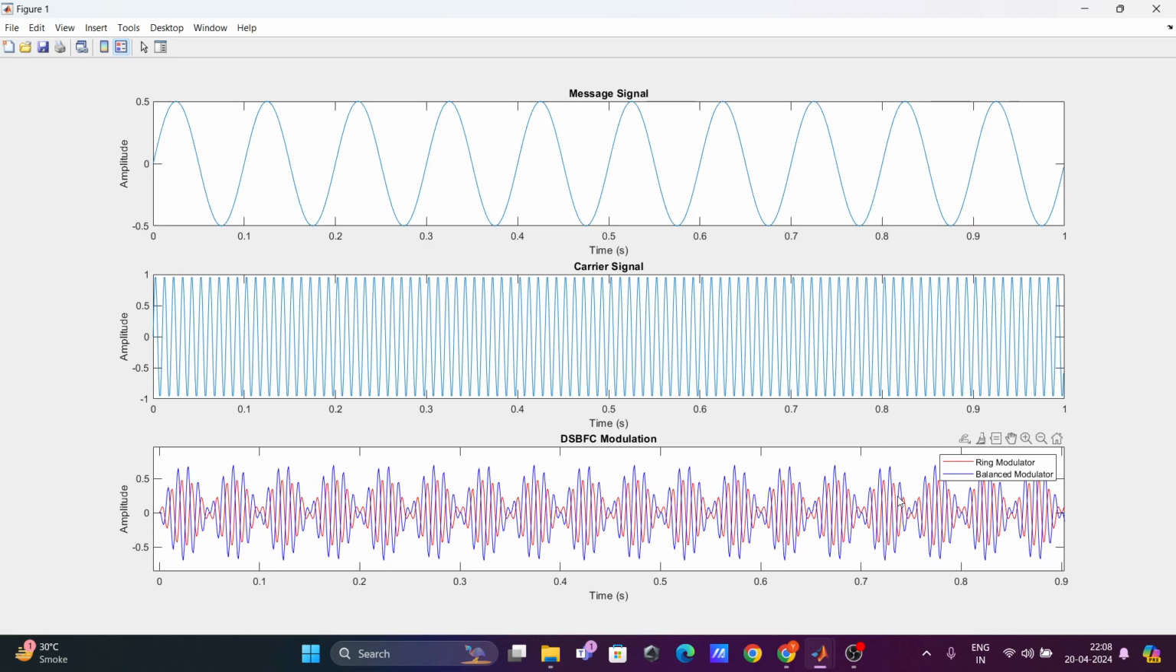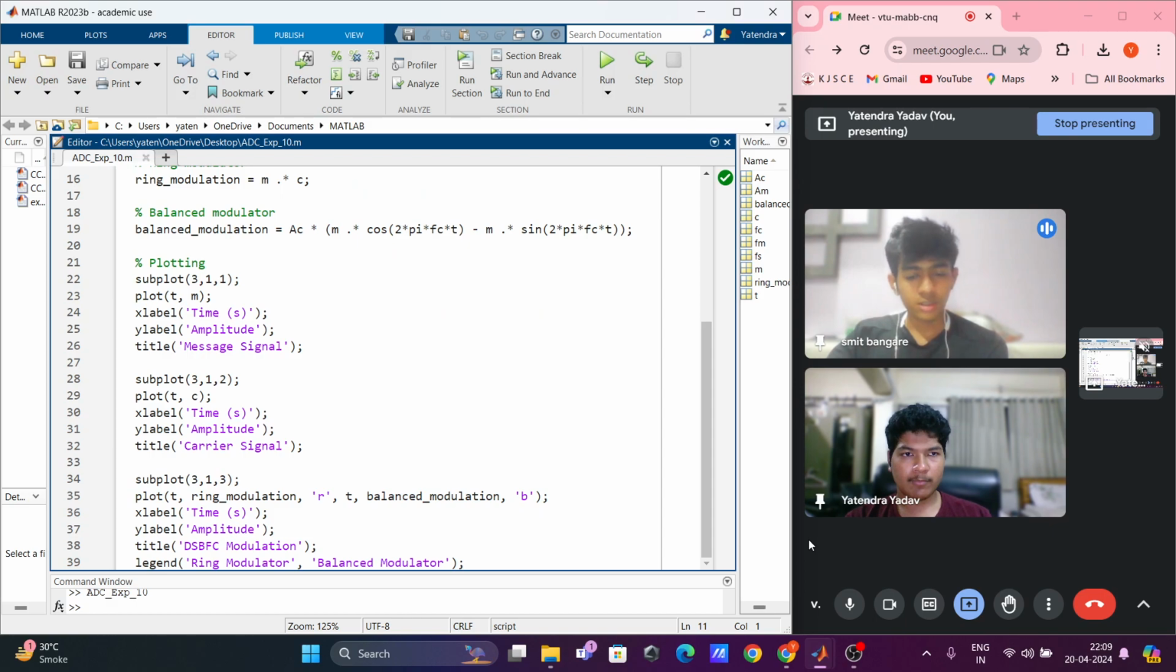In the case of the balanced modulator, the output involves subtracting two terms: one where the message signal is multiplied by the cosine component of the carrier, and another where it is multiplied by the sine component. So, can you conclude the code, please?